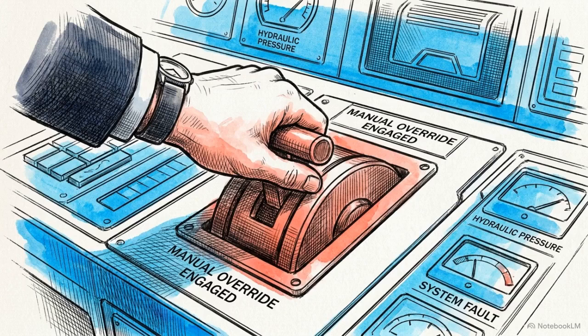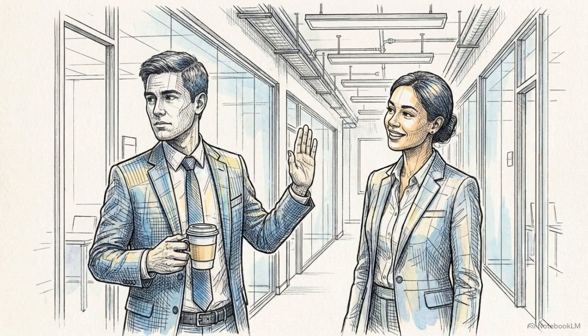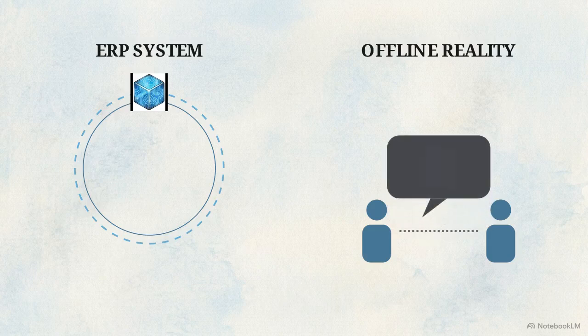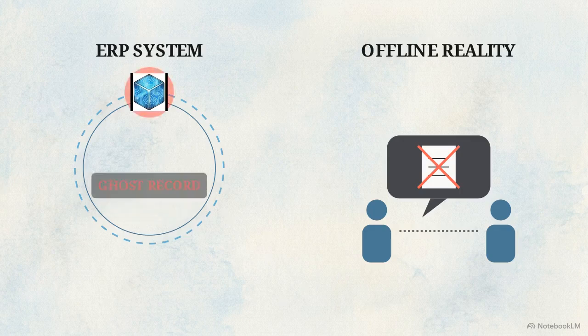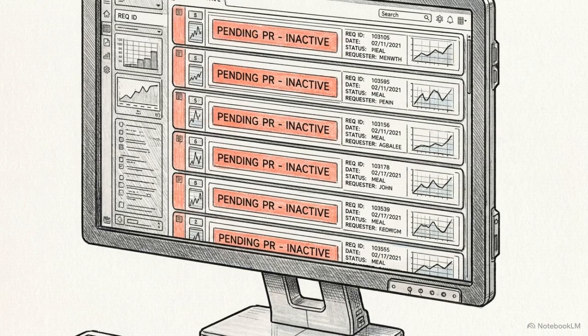Beyond system failures, the workflow is frequently derailed by human behavioral overrides. A common scenario occurs when an end user realizes they no longer need an item and withdraws the requirement in an offline conversation with the buyer. This flowchart isolates the critical failure point. The user never logs back into the ERP to formally cancel the requisition, leaving an active ghost record frozen in the system loop.